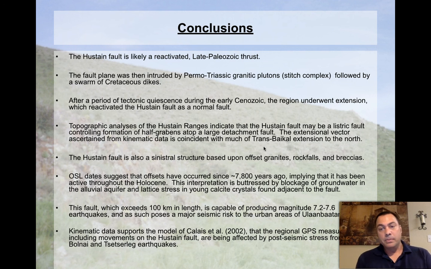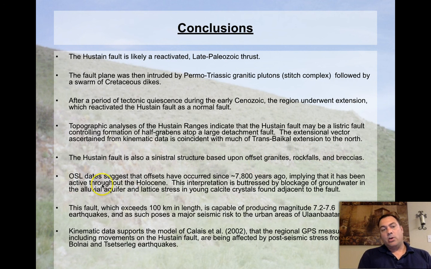these things. The extensional vector ascertained from kinematic data is coincident with much of the Trans-Baikal extension to the north. So it seems to be related strongly with what's going on at Baikal. But Baikal itself seems to be an after effect of what's going on down in the Himalayan orogeny. It's also a sinistral structure.